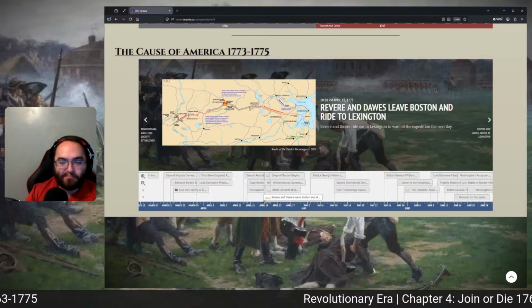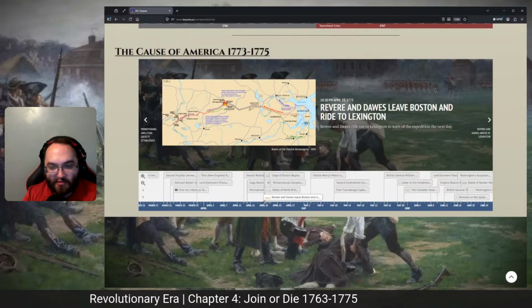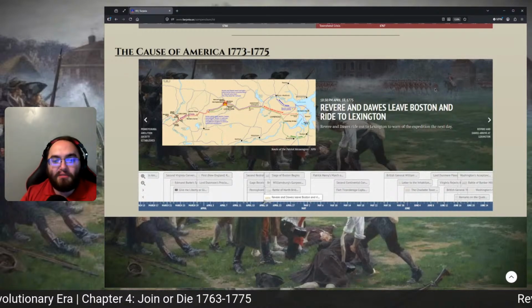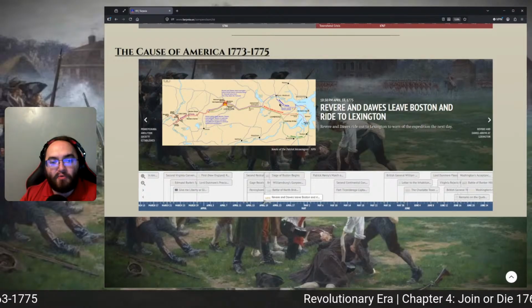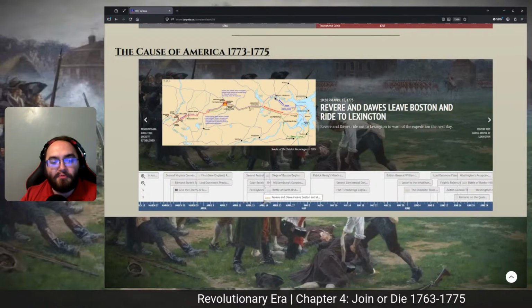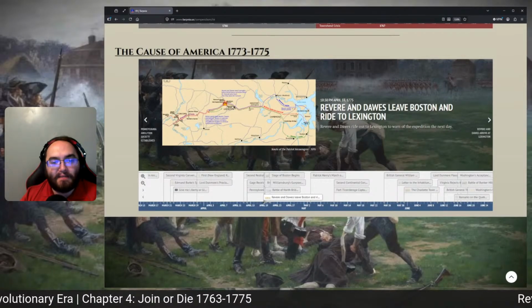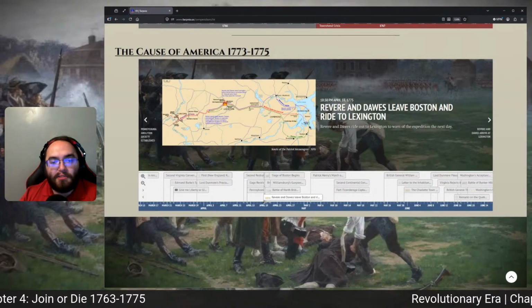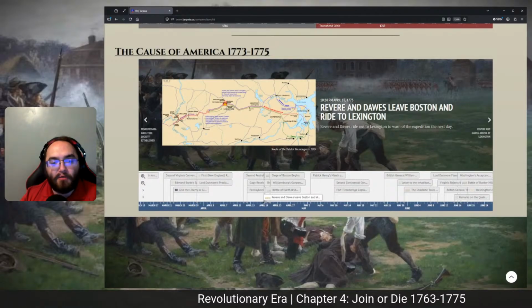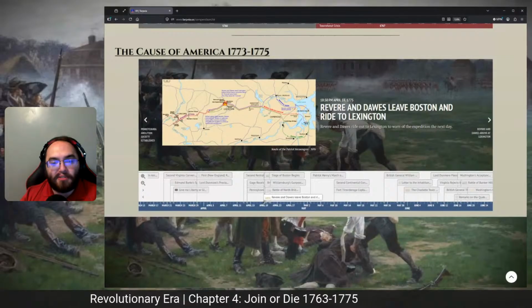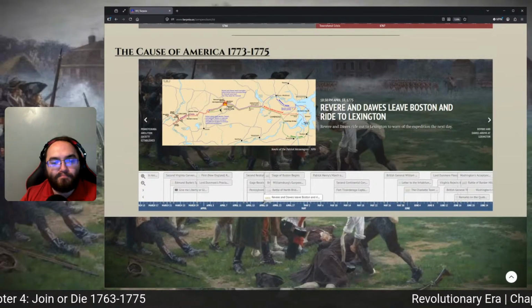So Paul Revere and Dawes, I forget his first name, leave Boston and ride to Lexington. Paul Revere goes north to Medford, crossing the Mystic River, and then here. And then Dawes goes south through Roxbury, Brookline, across Cambridge Bridge, and then to here.